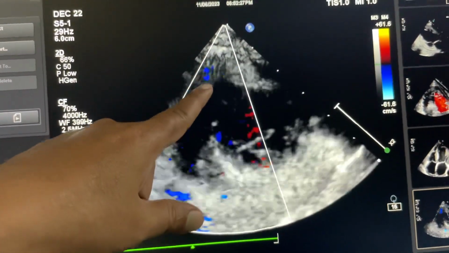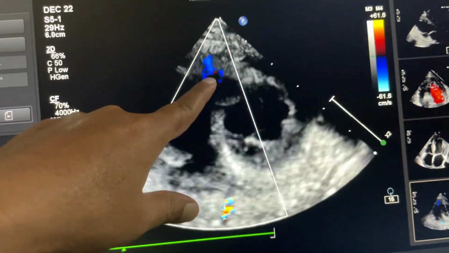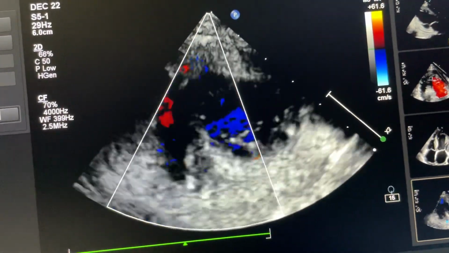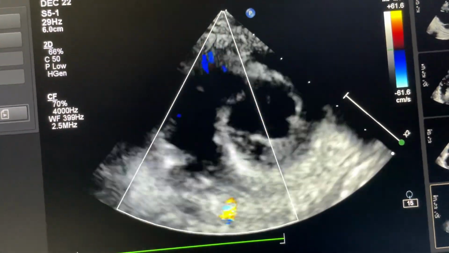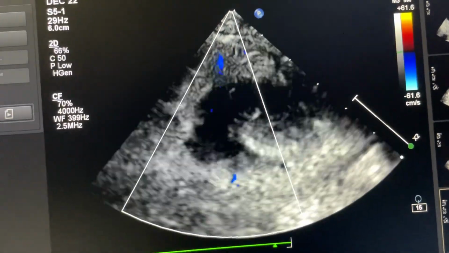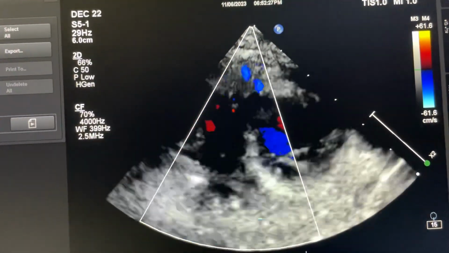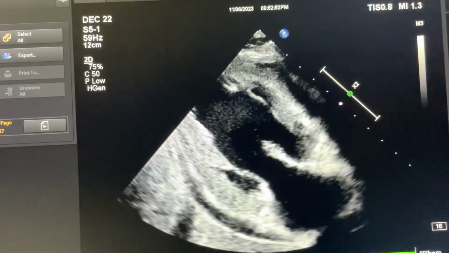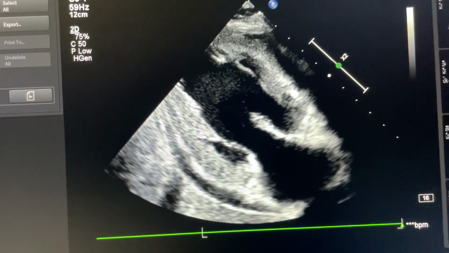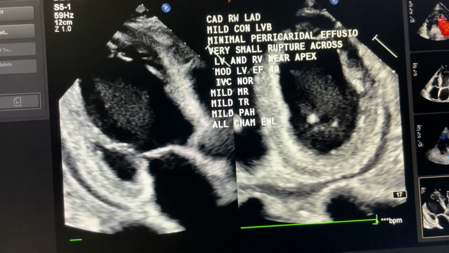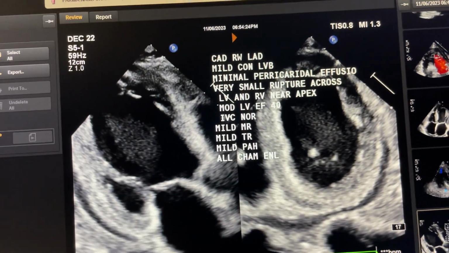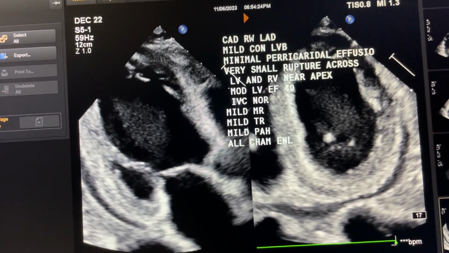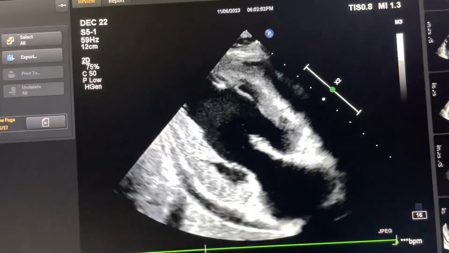This is the rupture of right ventricle apex, and that communication between pericardium and right ventricle. Blue in color means flow is from pericardium into right ventricle. You can see pericardial effusion in this still image. This is the case of left anterior descending artery territory infarction.